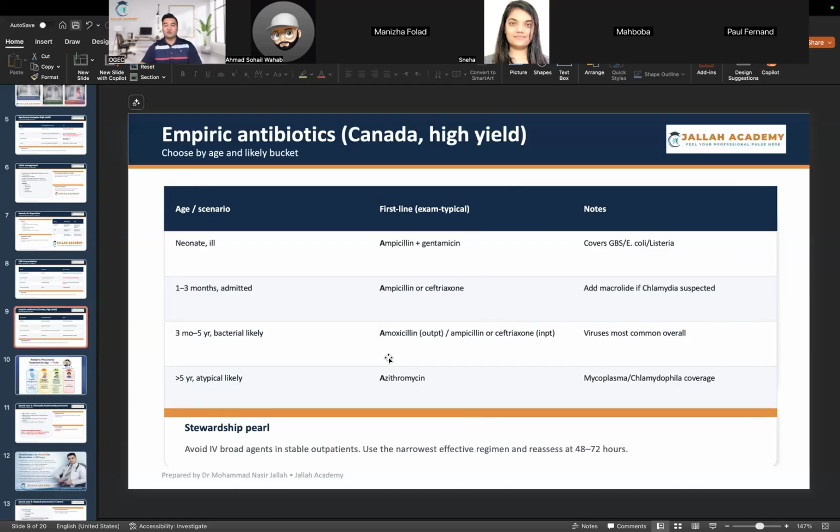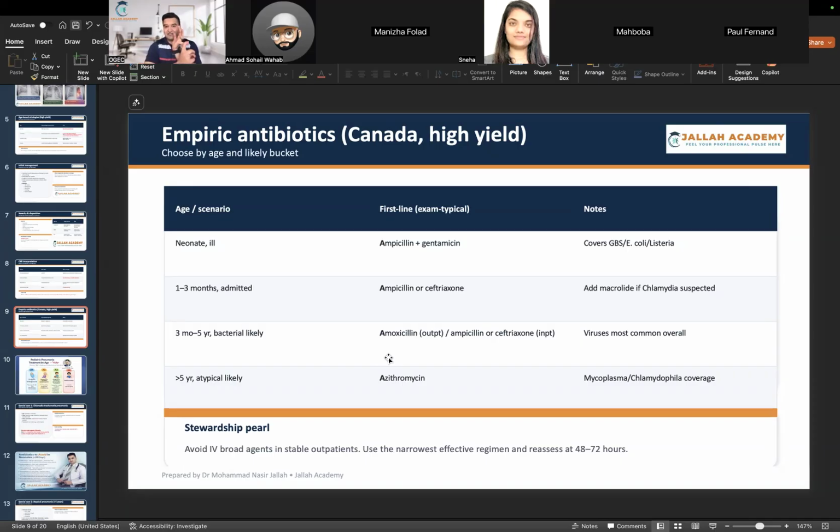If the patient is 1 to 3 months old, again, ampicillin or ceftriaxone. You can also add macrolide if chlamydia is suspected. If not, that ampicillin or ceftriaxone is more than enough. 3 months to 5 years: again, amoxicillin if you're treating as an outpatient. If you're treating as an inpatient, then again, ampicillin or ceftriaxone. Same thing like 1 to 3 months.